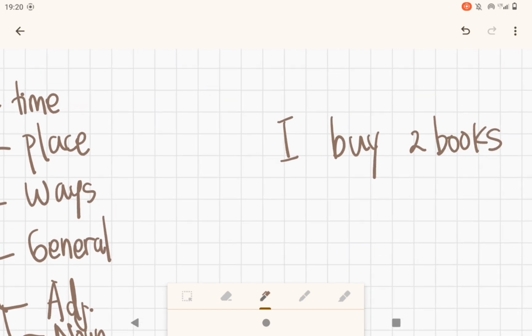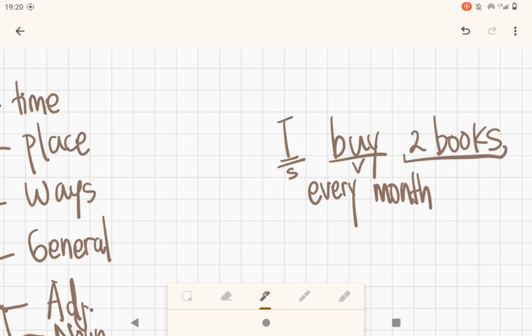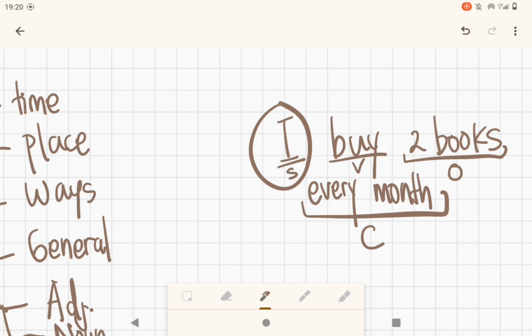Oh, it's the end of the notes. I buy 2 books every month. All right, so if we talk about the structure, I is a subject, buy is a verb, because it's basically an activity that the subject does, and then 2 books is the object, and then every month is the complement. Because it tells us information about time, like how frequently this person or the subject does this. Okay, that is the complement.